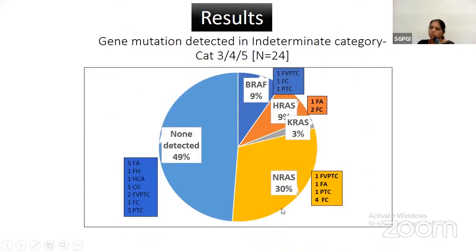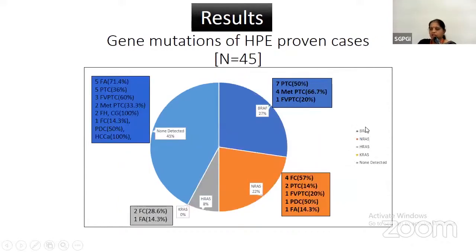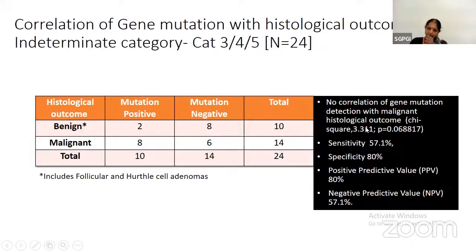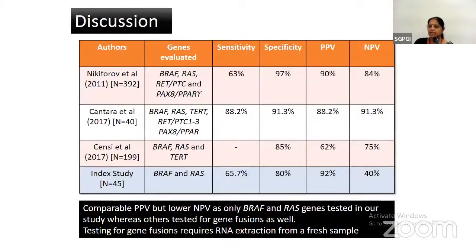And so this is the composite pie chart in the indeterminate category, 24 cases, where NRAS was seen in 30% of the cases, followed by HRAS and also BRAF. I don't have time for that, but especially just to conclude, we had a positive predictive value and a specificity of 80%, making it a good ruling test, but our negative predictive value was only 57% because we were only using a 5-gene very simple assay.